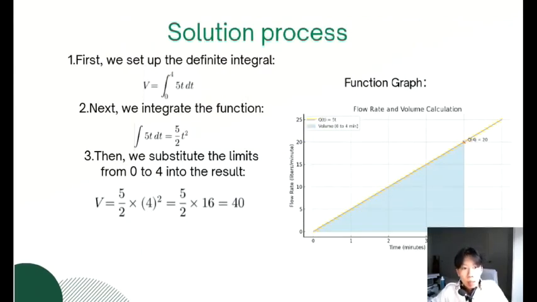First, we set up the definite integral over here. Then we integrate the function. Then we substitute the limits from 0 to 4 into the results, like right here. So the total volume of water that entered the tank in 4 minutes is 40 liters. In engineering, such calculations are essential for designing fluid control systems, pumping mechanisms, and storage tank capacities.